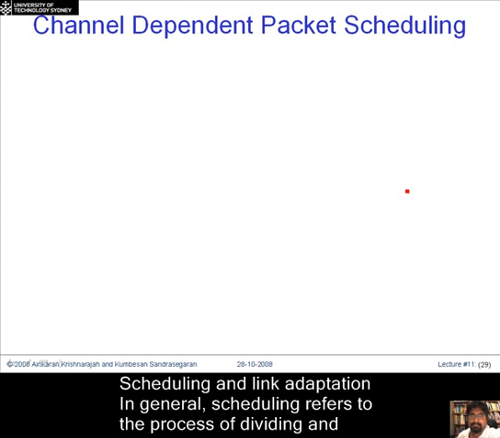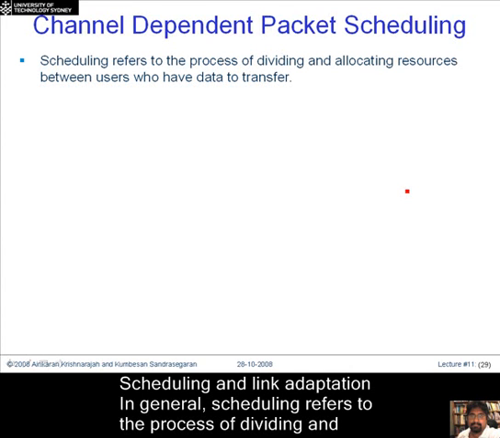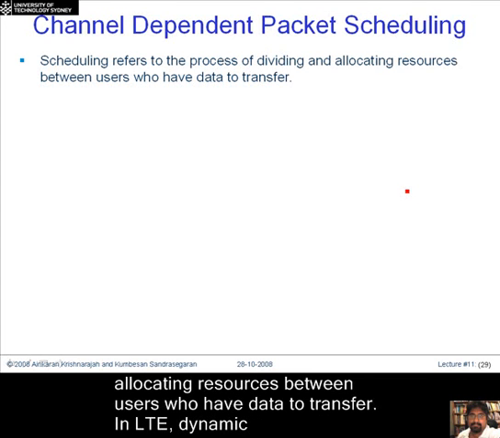So one of the things that LTE uses is something called channel-dependent packet scheduling. Okay, so what is scheduling? Well, scheduling is all about dividing the resources that you have to provide to the users, and allocating these resources to different users who have data to transfer.